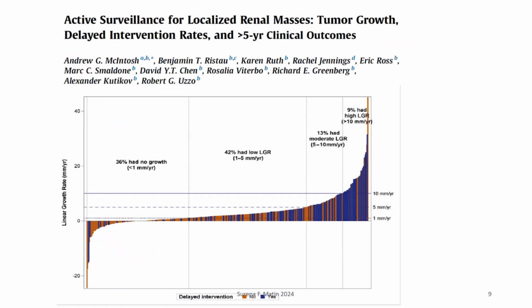So this is just another graph showing you the breakdown of the number that might even shrink or not grow, or have very low growth rate, versus a very small minority of them that tend to grow more quickly. And again, that's why we monitor them, to catch these bad, not necessarily bad players, but the ones that could potentially be bad players, and intervene on them.